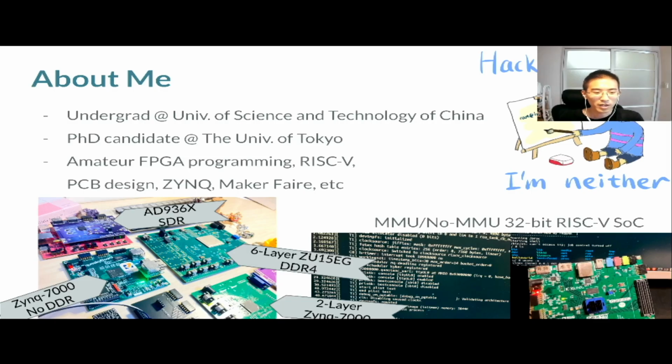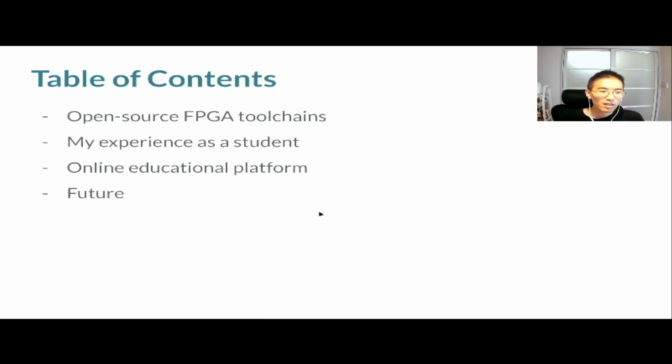I've been visiting maker fairs, and these are some boards I made, including a 6-layer CU15EG and also a 2-layer Zynq 7000 with BGA. And I've also been working on some no-MMU RISC-V Linux things. About today, I'll be talking about first open source FPGA toolchains, then my experience as a student in those educational courses, and then the online platform we have been developing.